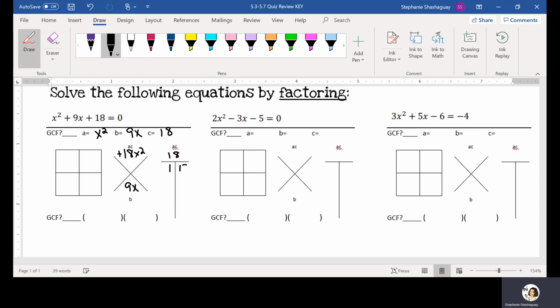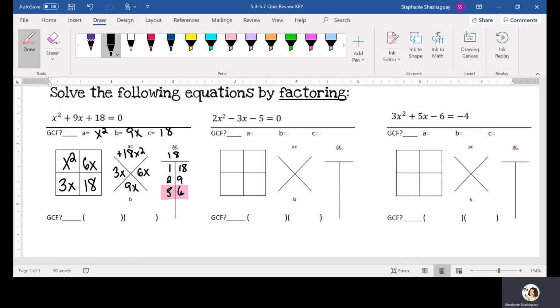So I could have 1 and 18, or 2 and 9, or 3 and 6. That 3 and 6 look like the factors that are going to add together to give me 9x, so I can fill in my x puzzle. Next, I'm going to fill in my area model. So I have x squared, and I have my 18. Then I have my factors, 3x and 6x.